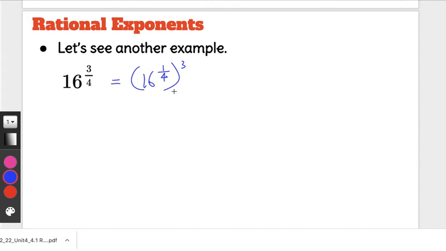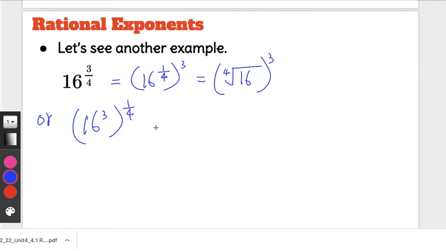Or I can break it down as finding the third power first, then dealing with the root. So there are two ways to write it. This is the fourth root of 16, then to the third power. This is 16 to the third power, then the fourth root. They are equivalent. It's just the order of operations. Are you going to find the root first, or are you going to find the third power first?